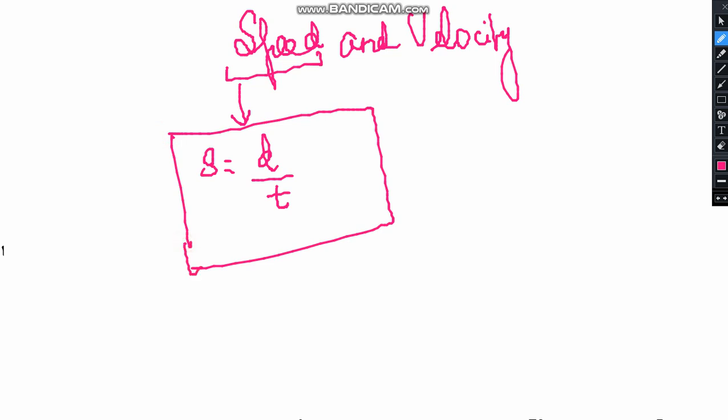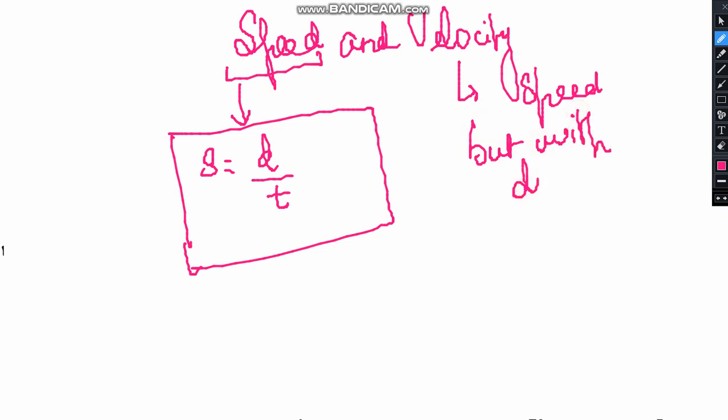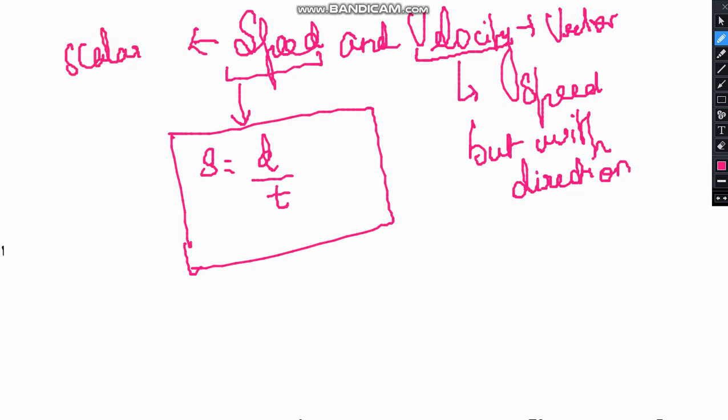And velocity may be basically the same thing. Well, velocity is basically speed, but with direction. Exactly like distance and displacement. Displacement, however, is a change in position. Here, velocity is the same thing as speed, but it is a vector quantity, and so we deal with direction. So this is a vector quantity. This, however, is a scalar quantity.